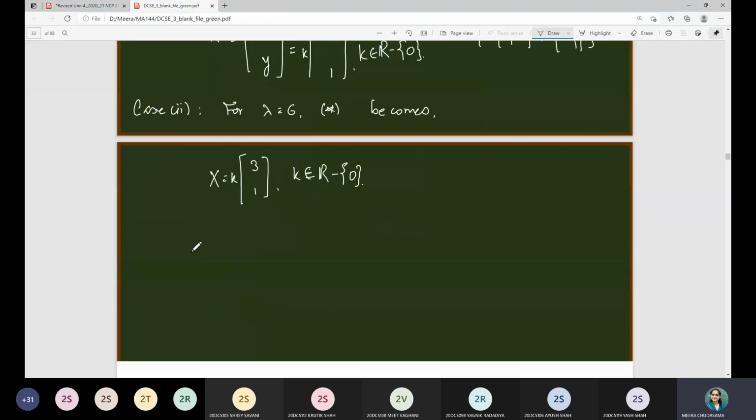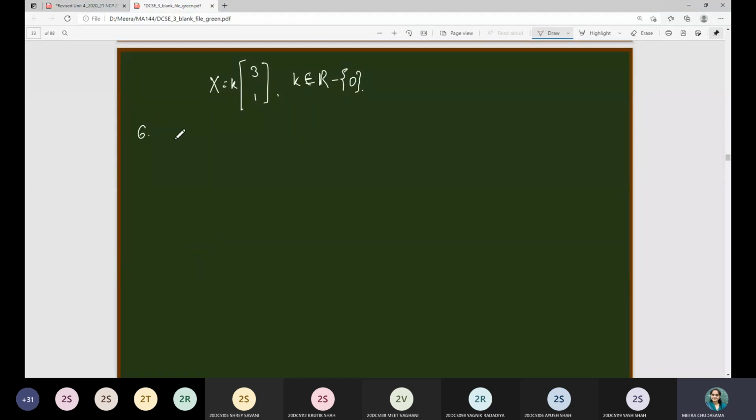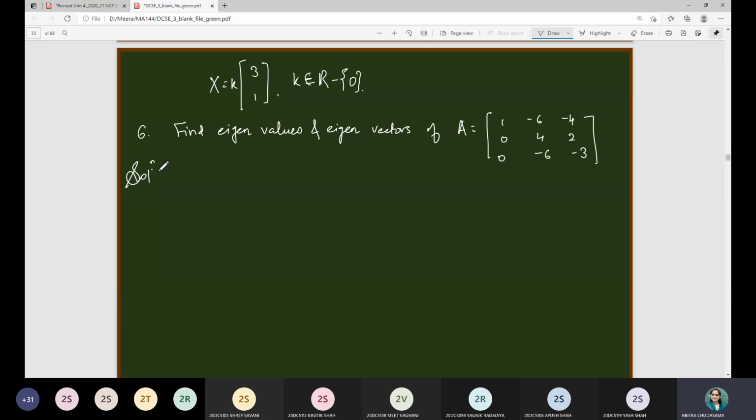So let me start with the 6th example, right? So the 6th example is find eigenvalues and eigenvectors of A is equal to 1, minus 6, minus 4, 0, 4, 2 and 0, minus 6, minus 3. So in the solution, again we'll first find out the characteristic equation, then its roots and then the corresponding eigenvectors, right?